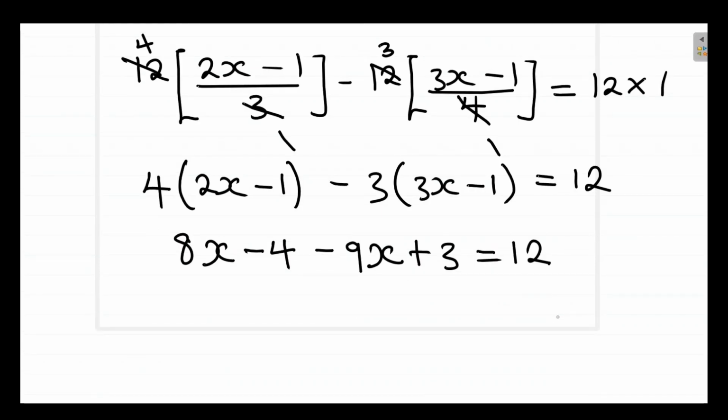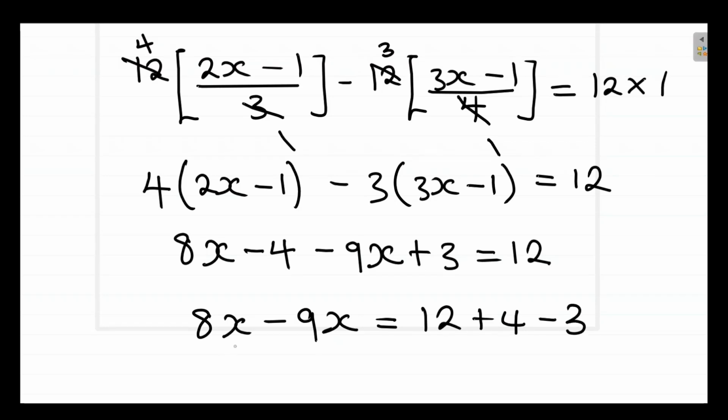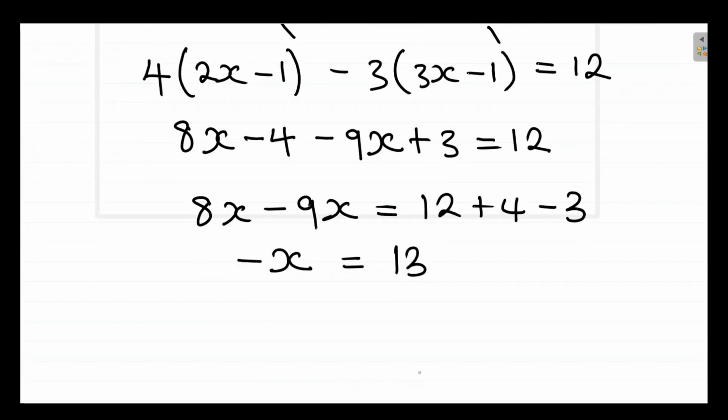Now at this point, we can collect like terms. So our equation becomes 8x minus 9x equal to 12 plus 4 minus 3. So 8x minus 9x is giving us minus x equal to 12 plus 4 is giving us 16. 16 minus 3 is giving us 13. So therefore, our equation becomes x equal to negative 13.